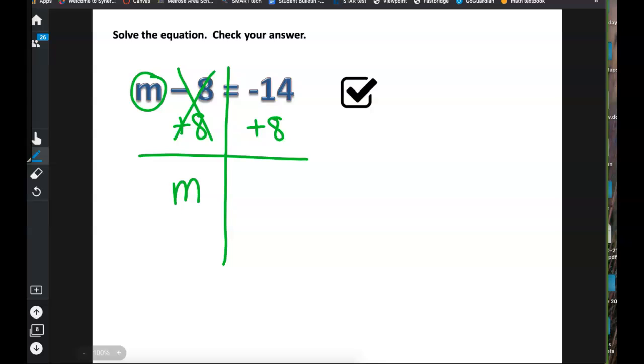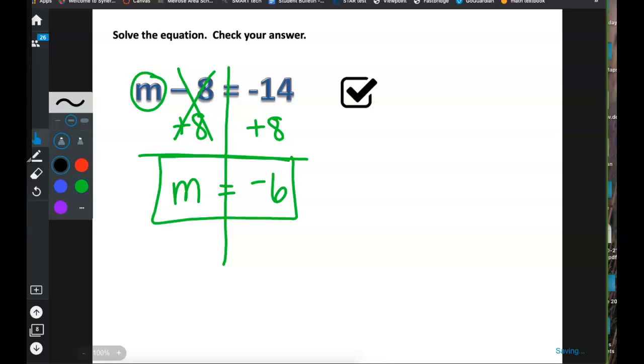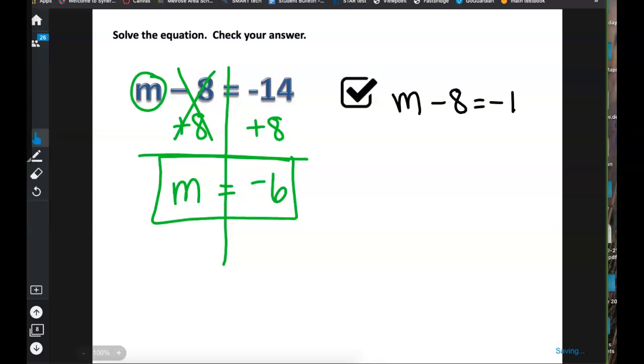Okay, so I have m equals, here's where we have to be careful. We have negative 14 plus 8. What's negative 14 plus 8? Negative 6, absolutely. Okay, so here's our answer. And then we're just going to double check it to make sure it works. I'm going to rewrite the problem. m minus 8 equals negative 14. I'm going to cross off the m and put a negative 6 in there.